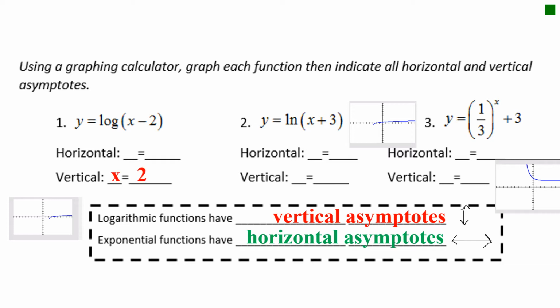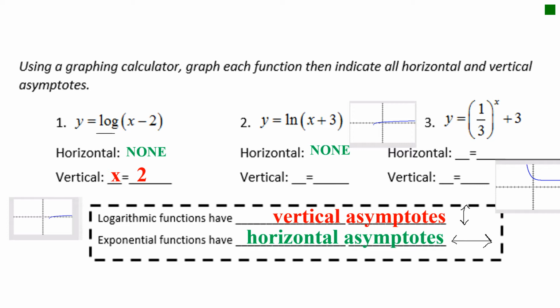Okay, so you're going to notice that the vertical asymptote is x is equal to 2. This is a log. We said down here that logs have vertical asymptotes. Now I've graphed this for you down here. So if you take a look, there's no horizontal asymptote. And I'm going to get you a picture in just a second.